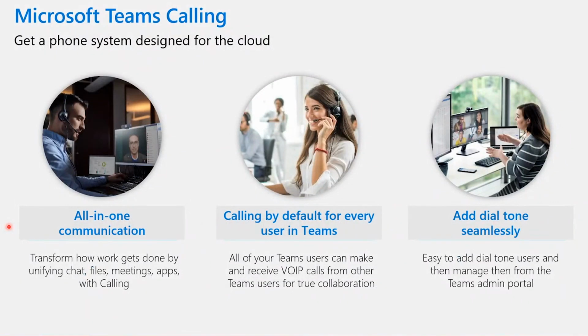Teams calling capabilities. You get a phone system in the cloud when you get the Microsoft Teams client. It's an all-in-one communication platform, so the client integrates and is part of chat, files, meetings, application services, and calling, all-in-one capabilities. Calling is on by default for every user in Teams, so voice over IP capabilities, send and receive VoIP calls are enabled by default. You can also add dial tone services seamlessly, and we're going to focus on these dial tone services today.